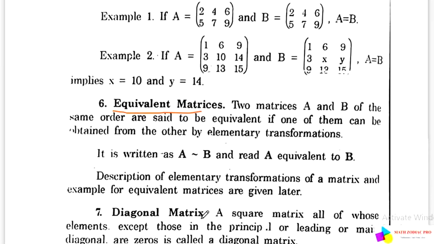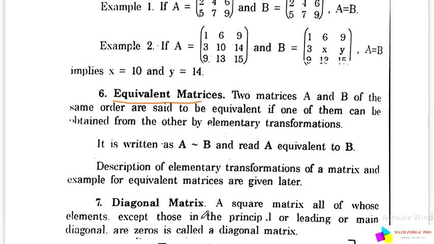Equivalent matrix: two matrices A and B of the same order are said to be equivalent if one of them can be obtained from the other by elementary transformation. It is written as A equivalent B. This sign is called the negation sign, and here we are using the equivalent sign. So that is the equivalent matrix.